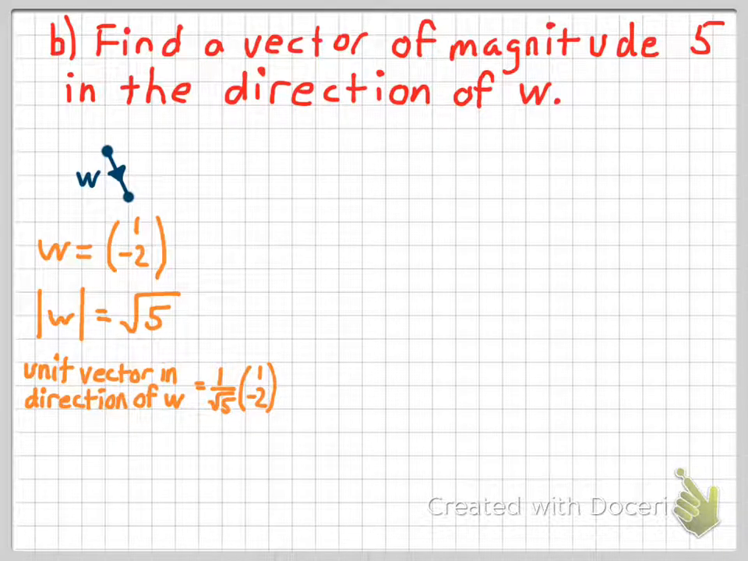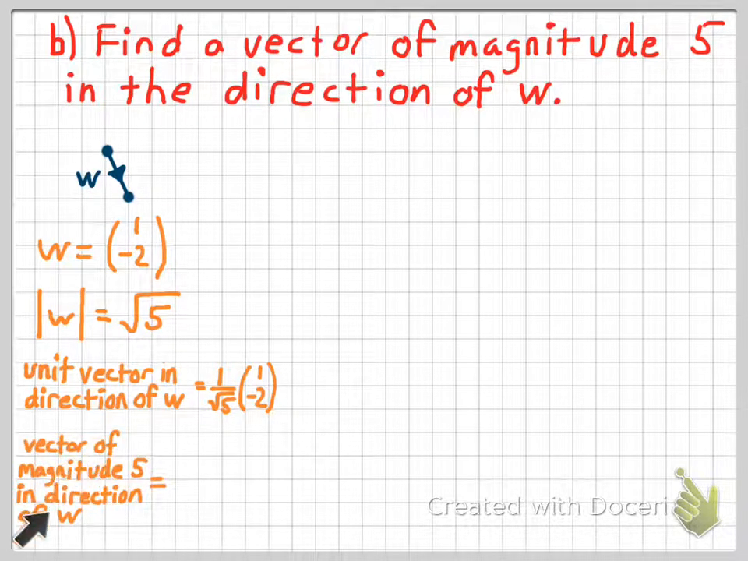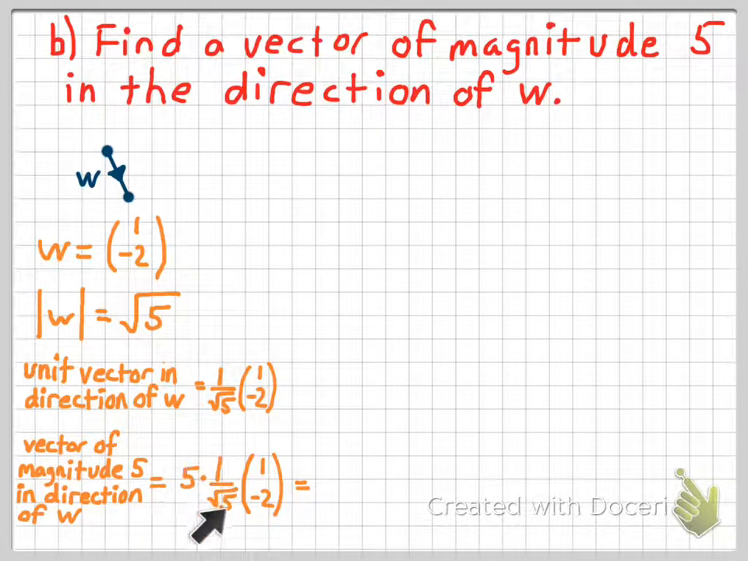Well, if I want to lengthen that so it has a magnitude of 5, all I really need to do is multiply that by 5 to make it happen. So watch. To make a vector of magnitude 5 in the direction of w, I'm going to multiply the unit vector in that direction by 5. Which basically just amounts to having 5 over the magnitude times the original vector. Like this.